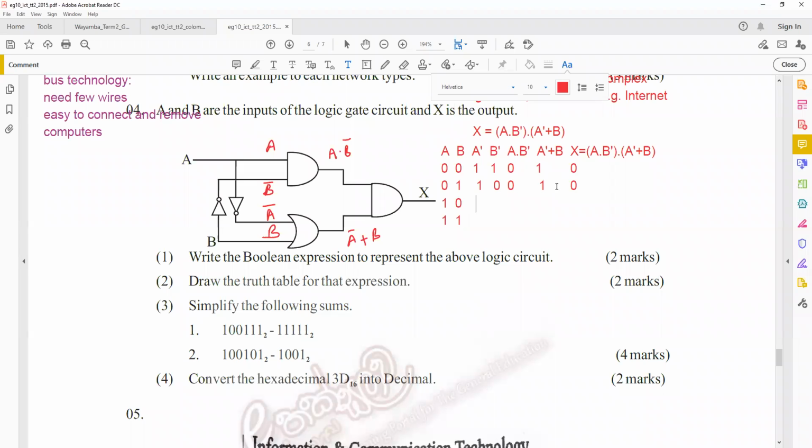Third one, so this is 0, this is 1. Then A B bar, that is 1. Then A bar plus B, this becomes 0. So this should be 0, isn't it? So likewise, this will be 0, and this is also 0. So A dot B bar, that is 0. A bar plus B, that is 1. And the multiplication again will get 0. Good. Everybody got the correct answer.